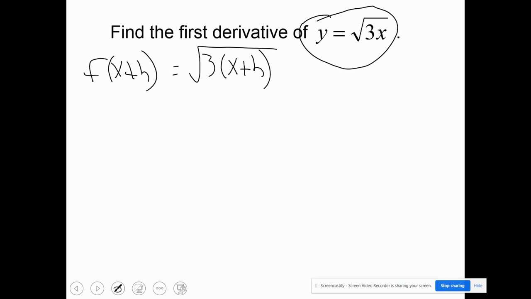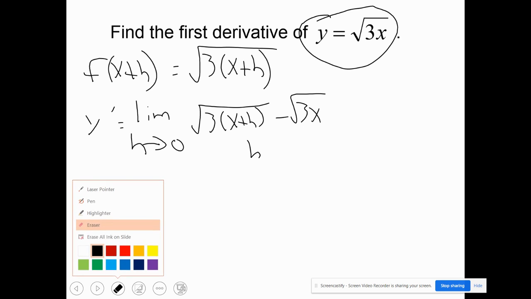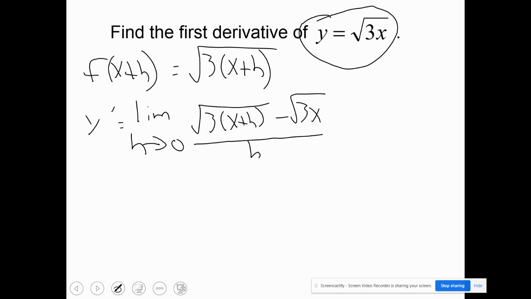Okay, we'll go to our derivative formula, our slope formula. Y prime equals the limit as h approaches 0 of the second function minus the first function over h. Okay, evaluate the limit.